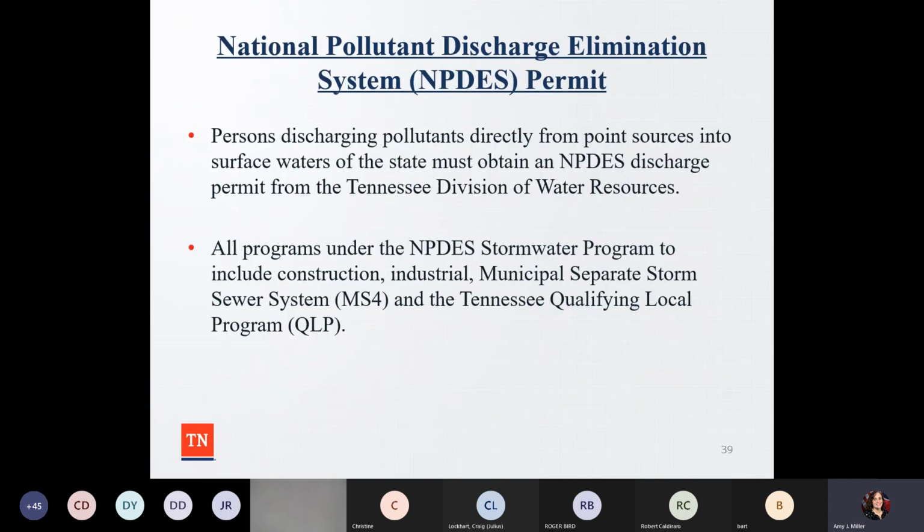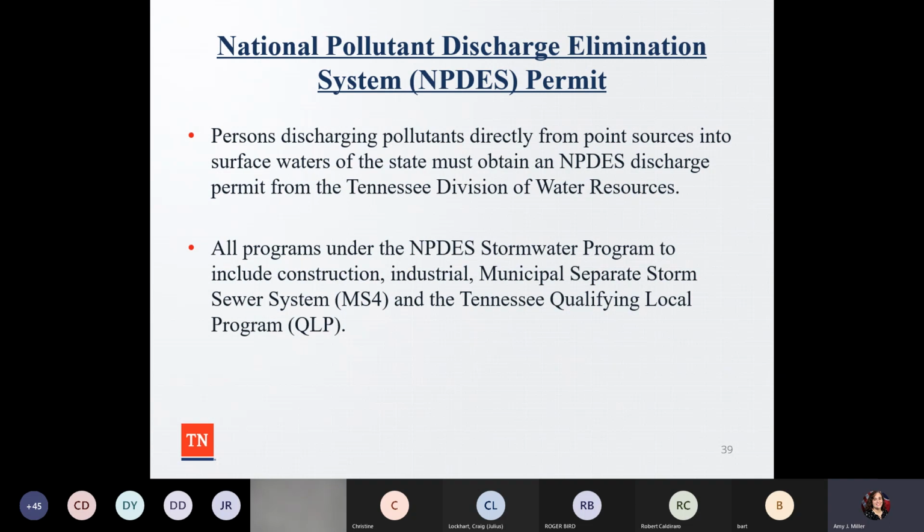So water permits. We have the National Pollutant Discharge Elimination System, the NPDES, and that is for persons discharging pollutants directly from point sources into surface waters of the state. They have to obtain an NPDES discharge permit from the Tennessee Division of Water Resources, and all programs under the NPDES stormwater program, to include construction and industrial.